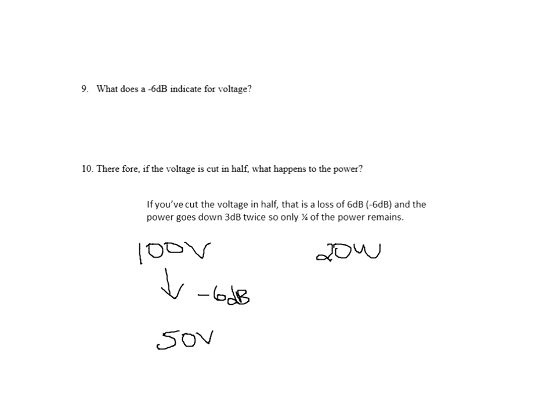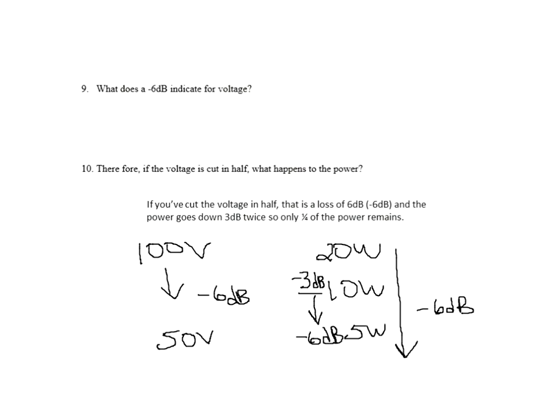But think about this. If I go from 20 watts down 6 decibels, what's going to happen? Well, when I go from 20 watts to 10 watts, I've gone down minus 3 decibels. Now I have to go down 3 more, because I'm only at minus 3. If I go down 3 more decibels, minus 3 minus 3 is minus 6 decibels. So what happens to the power? Well, it goes from 10 watts, minus 3 decibels would be 5 watts.